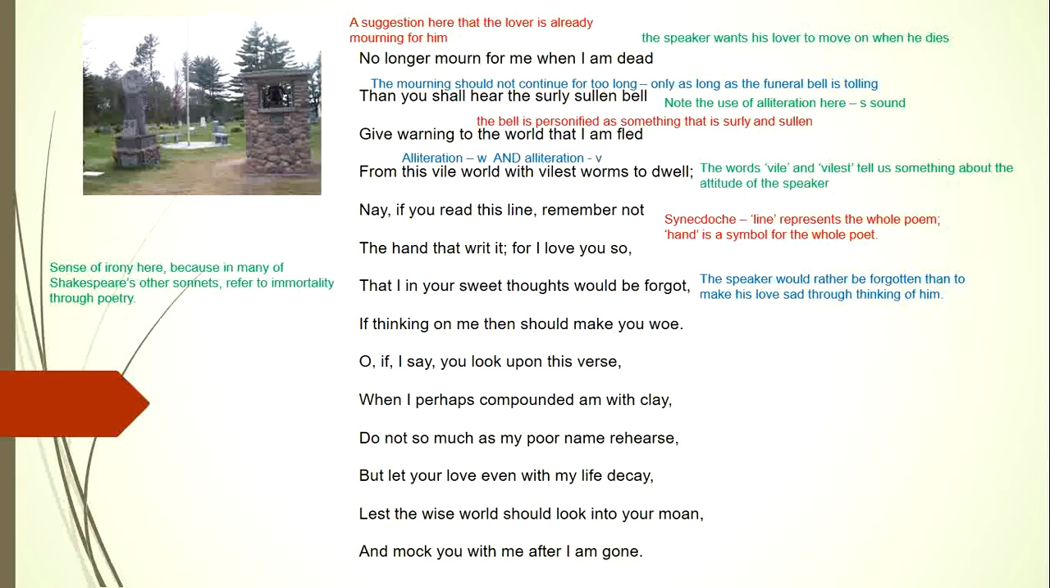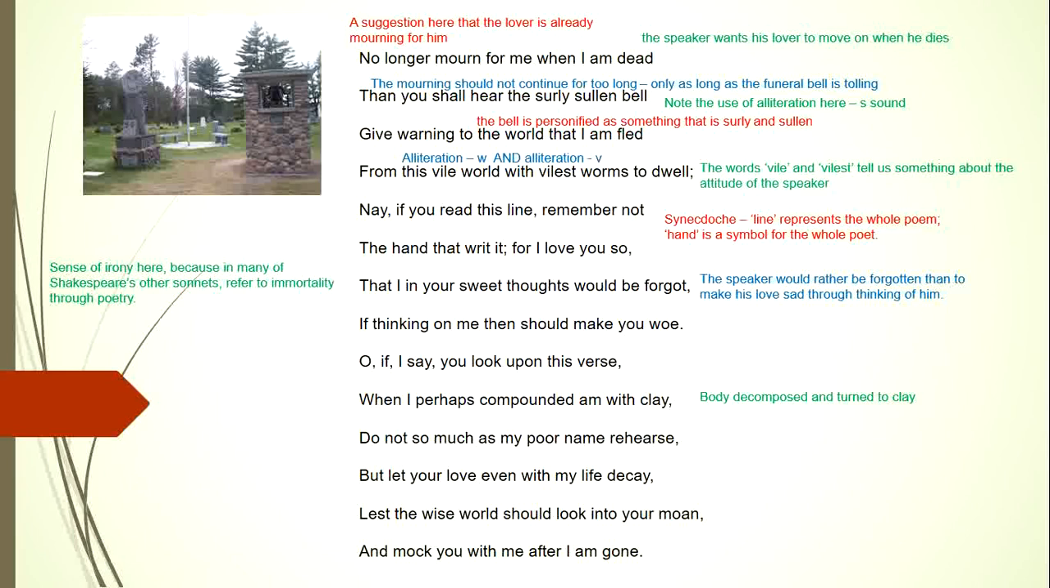Right, as we get into the third quatrain, you'll see he says there, "Oh, if I say, you look upon this verse, when I perhaps compounded am with clay." So what he's saying here is that if his lover looks upon this verse, looks upon this poetry, when the speaker himself is compounded with clay. In other words, when his body is decomposed and turned to clay. Think about it, when a body decomposes, it just returns to the earth. The natural cycle of life.